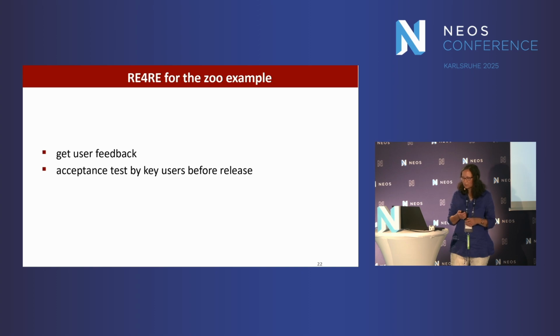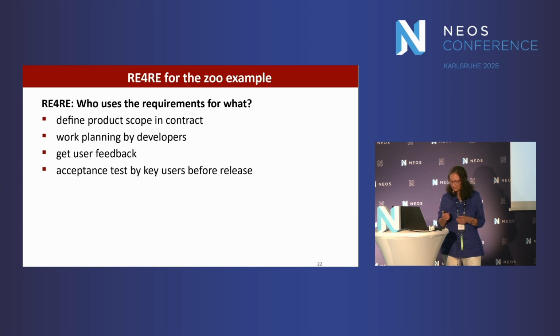So for our zoo example, the question is, who uses the requirements for what purpose? So we do some requirements engineering for the requirements engineering process. So who are the stakeholders of the requirements? For whom do we write them and for which purpose? That's always a very important question because it depends all on the complete situation.